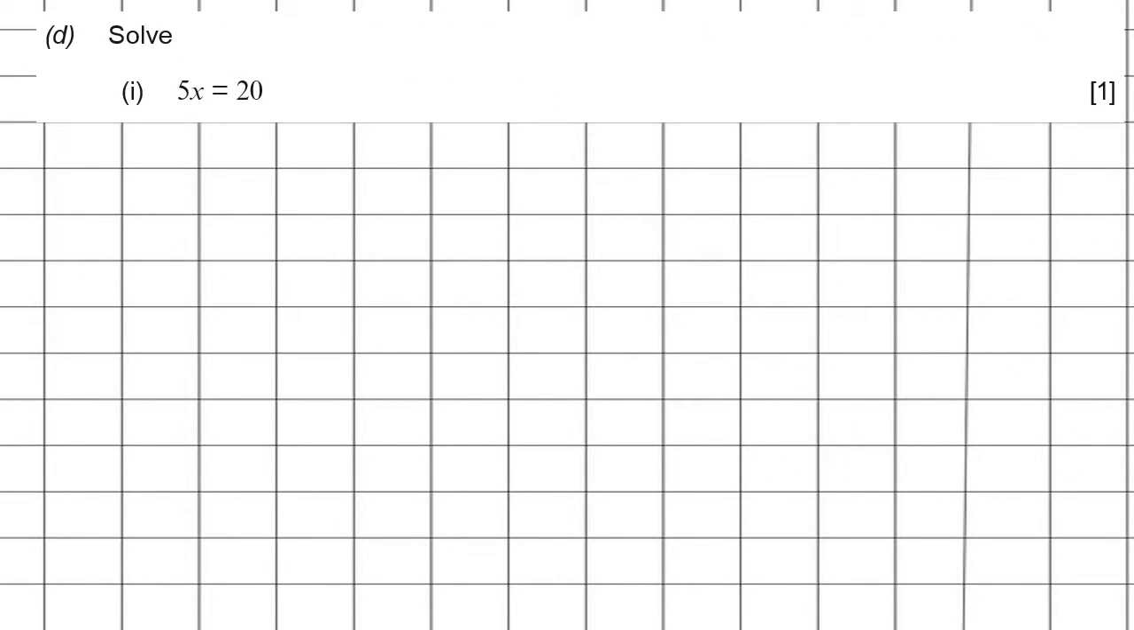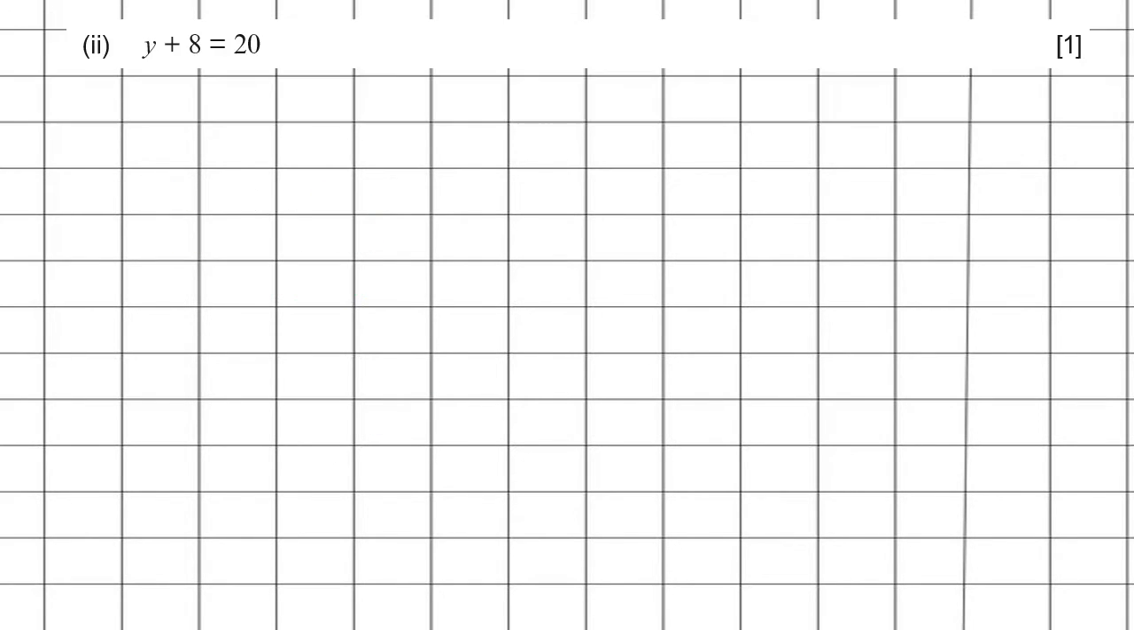Okay, part C, so 5x equals 20. Like before, when we have a 5 with no symbol, that means 5 times x. So therefore we divide, it's the opposite way round. So x equals 4. y plus 8 equals 20, take away 8, take away 8, y equals 12.